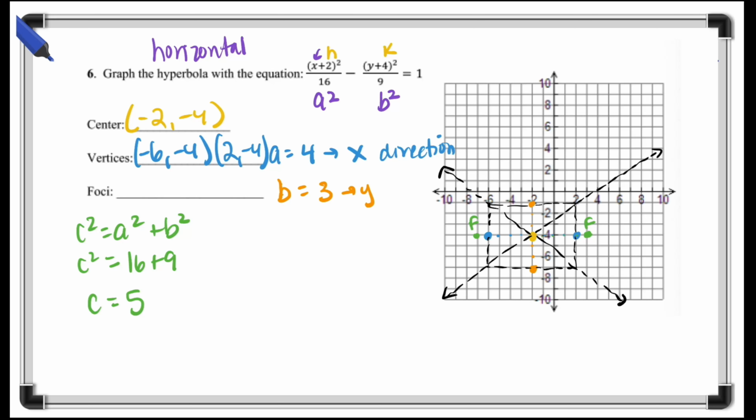Now remember, from our vertices, that's how we're going to draw the branches. Our foci is going to be sort of inside the branch that is there. Okay. Now when we have our foci, those coordinates are 3, negative 4 and negative 7, negative 4.